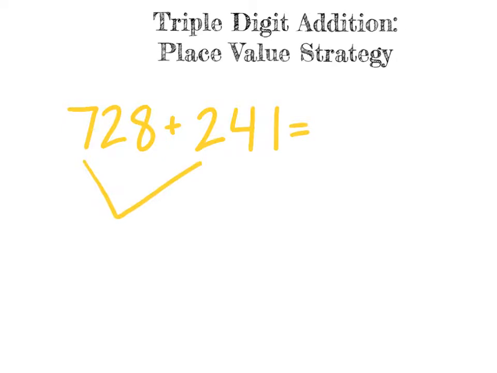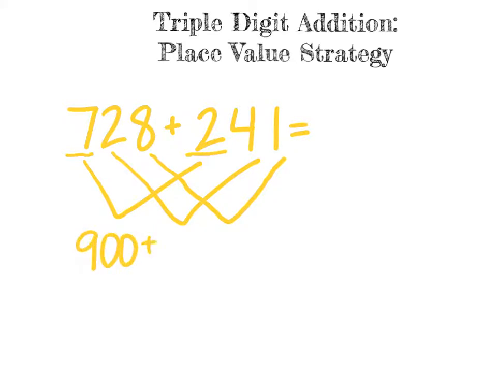Make sure that your carets are being drawn under the right number and connecting to the top of the other number. Okay, so I'm going to add my hundreds first. So I have 700 plus 200. And 700 plus 200 equals 900. Then I have 20 plus 40. That equals 60. And in my ones place, I have 8 plus 1. And I know that 8 plus 1 equals 9.